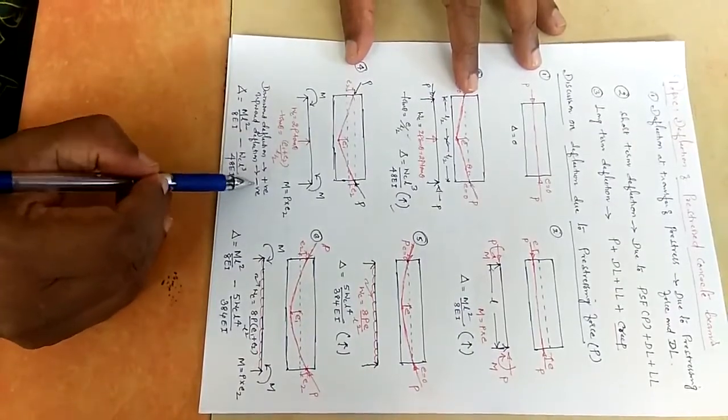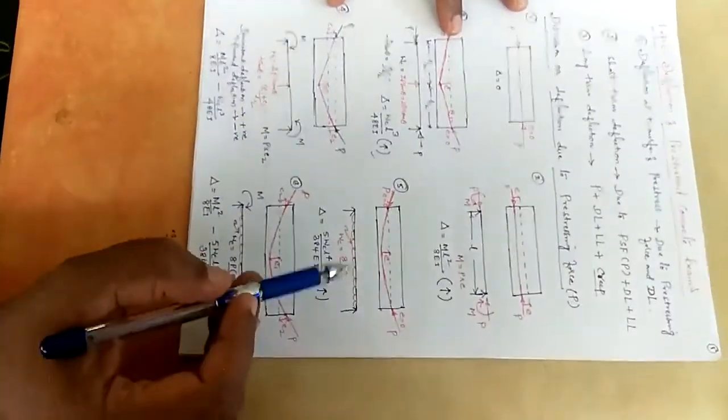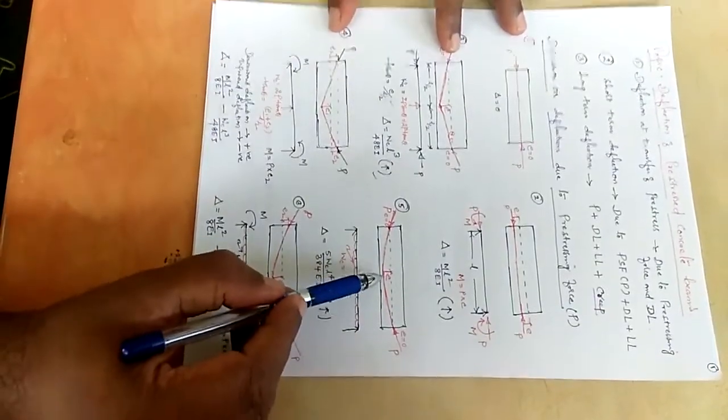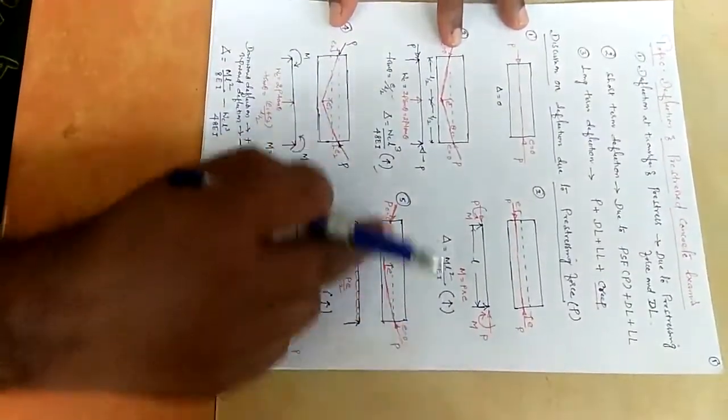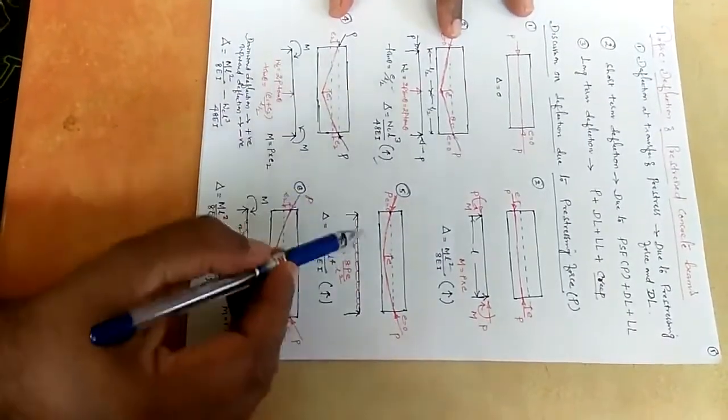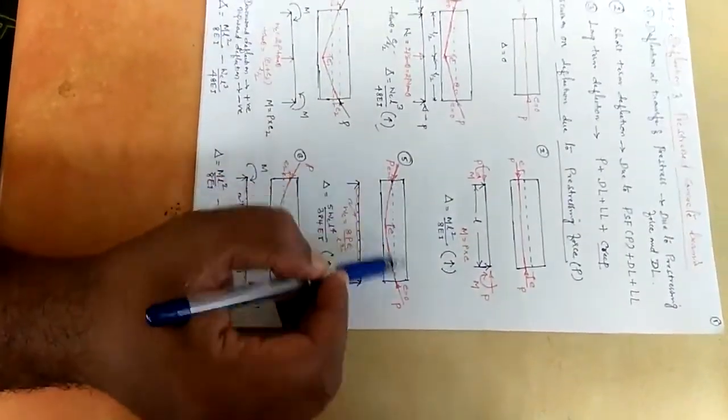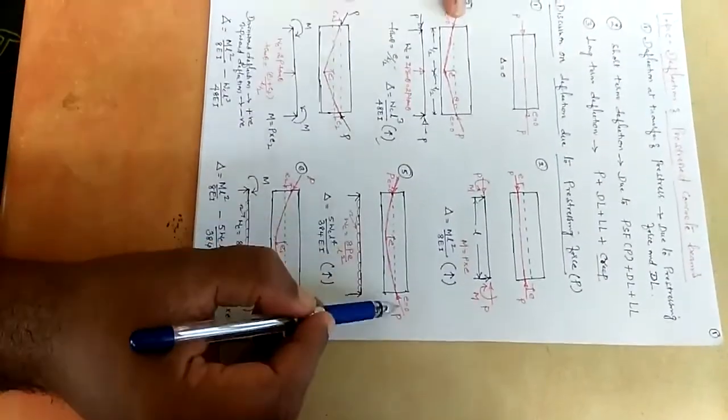You can make it vice versa also, there is no problem. Then come to another profile. This is very similar to this case. Instead of the triangular shape, it is a curved shape, parabolic shape. Whenever the UDL is there, external load is UDL, you have to go with this shape.